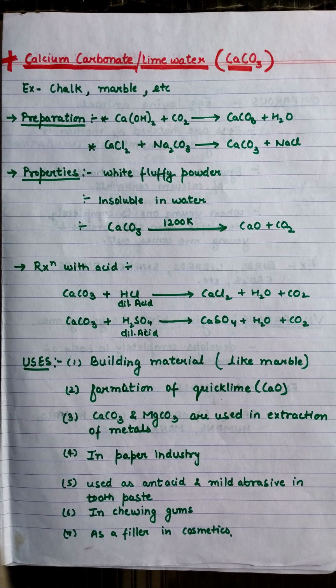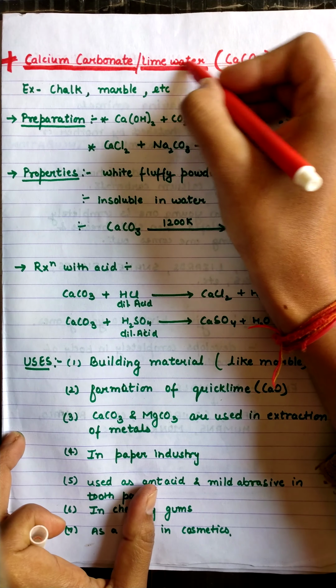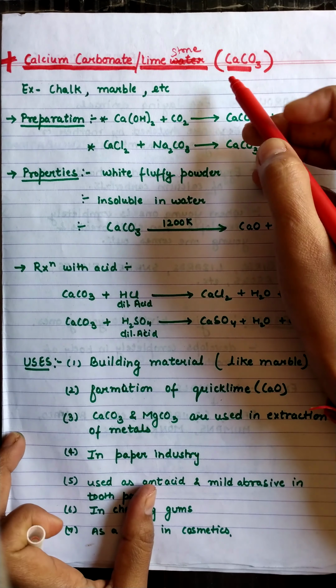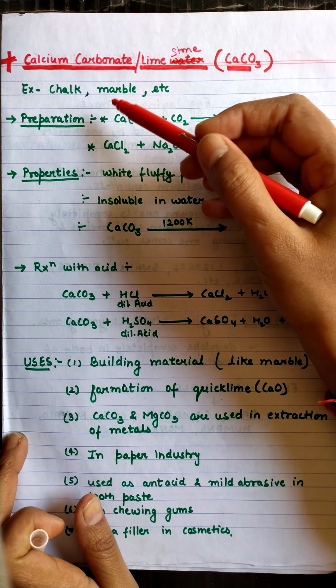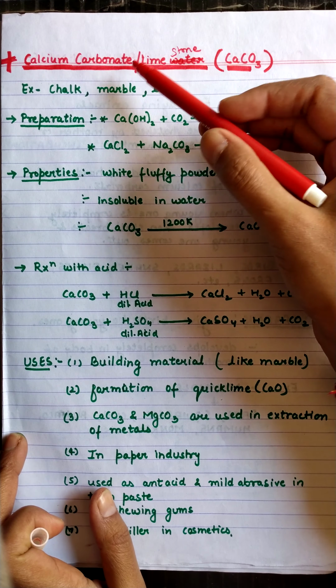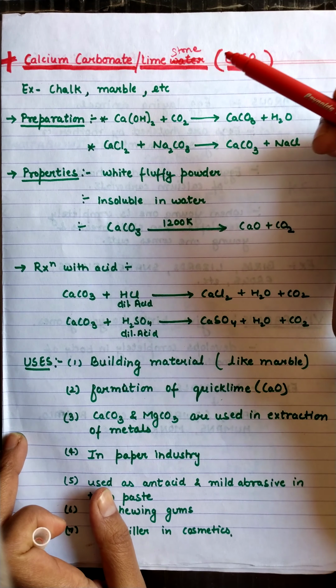Now students, we will discuss calcium carbonate or limestone. It is limestone. CaCO3. Examples are chalk, marble, etc. Calcium carbonate is also called limestone. These are also all limestones.